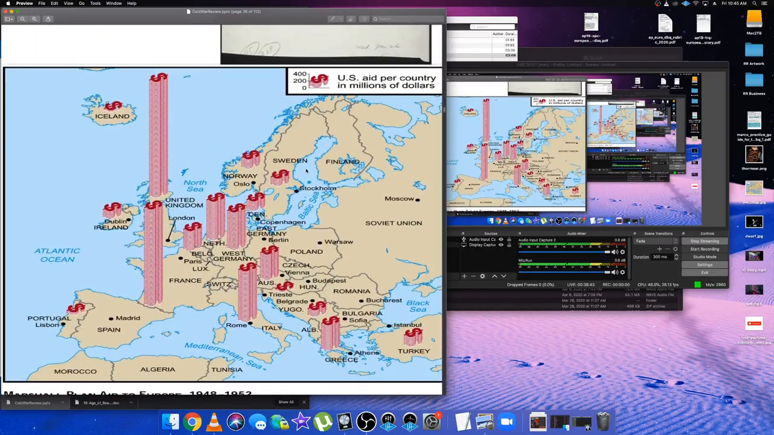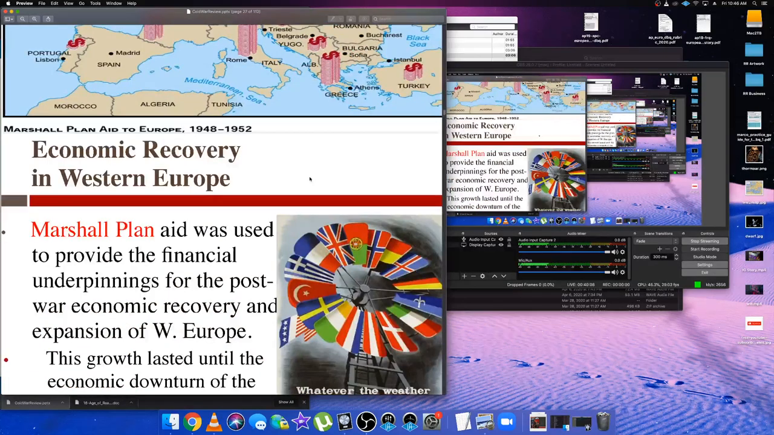And here you can see a visual representation of where the vast majority of the dollars went across Europe. Obviously, a significant amount of money to France and England. A lot of it went to Italy. A lot of it goes to West Germany and the Dutch Republic over here, the Netherlands. But then, too, we see some money going over to Greece, Turkey, Austria to help them prevent the pull of communism. And then up here in Scandinavia as well, in Norway and Sweden.